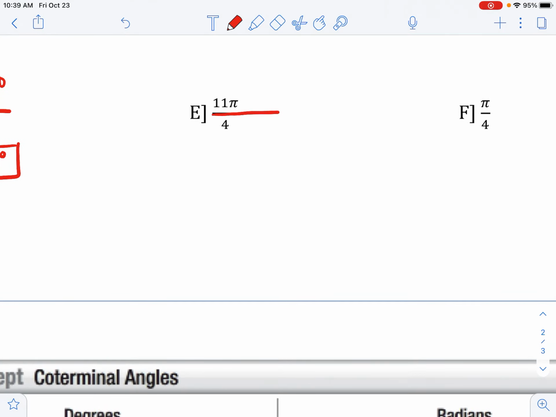Here, this is in radians. I want it to be in degrees. I need to get rid of pi, so I'll divide by pi. That means I'm multiplying by 180. Pi's cancel. 4 goes into itself once. 4 goes into 180 45 times. Then I need to do 45 times 11, which I don't have memorized, so I'll just do this math off to the side. 5 times 1 is 5. 5 times 4 is 20, carry the 2, 4, 0, 450, 495.